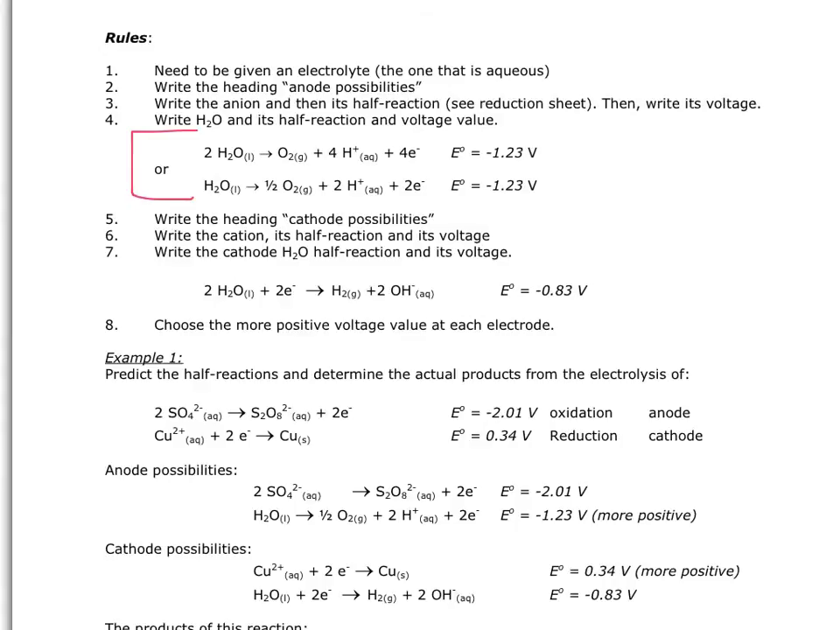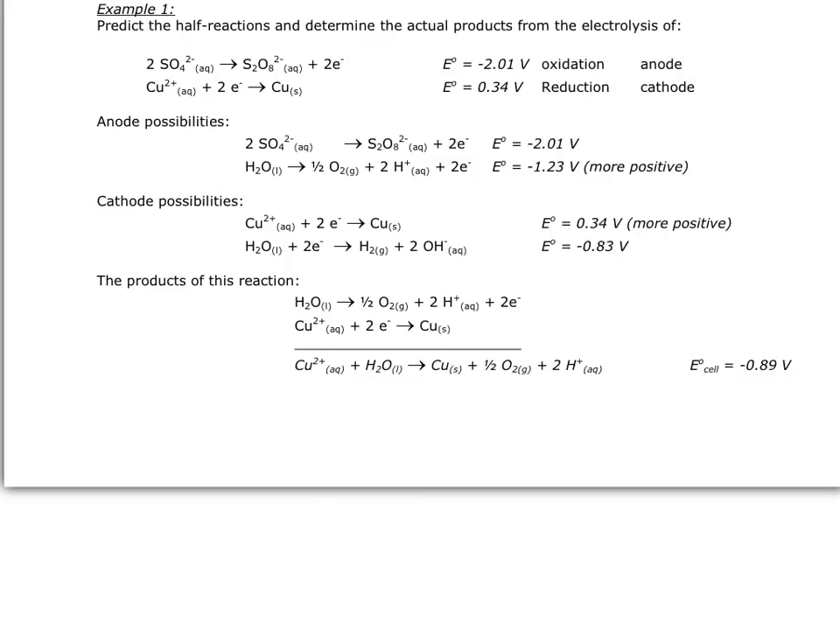Then we write down the cathode possibilities, and we write out the cation, its half reaction, and the voltage. And we also write out the reduction half reaction for water and its voltage. Again, either remembering from the cell potentials table or memorizing it all together. Then, from the anode possibilities, we choose the more positive voltage, and under cathode possibilities, we choose the more positive voltage, and we add those 2 together. For example, predict the half reactions and determine the actual products from the electrolysis of this example.